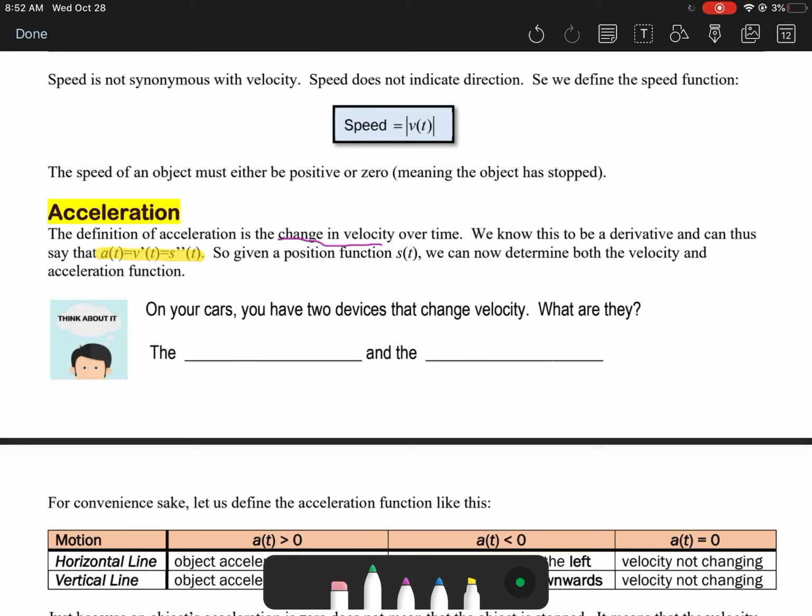Okay. So on your cars, you have two devices that change velocity. What are they? Let's go ahead and guess what you think they are. Well, hopefully you got the first one because it sounds just like it. The accelerator, or gas, and the brake.